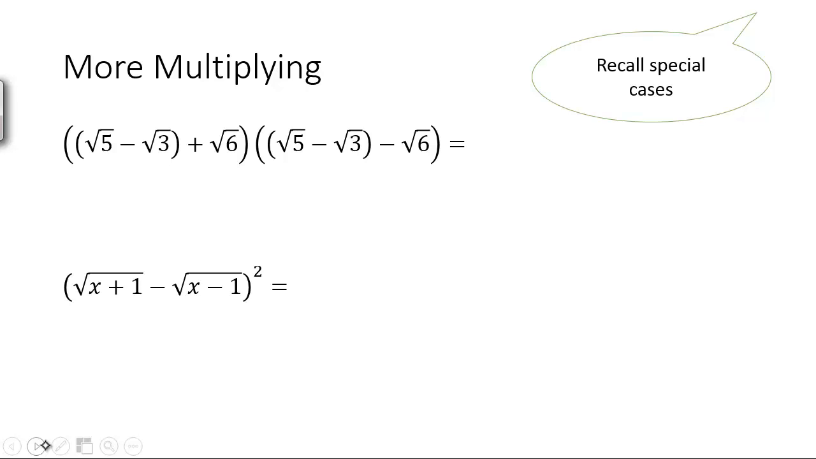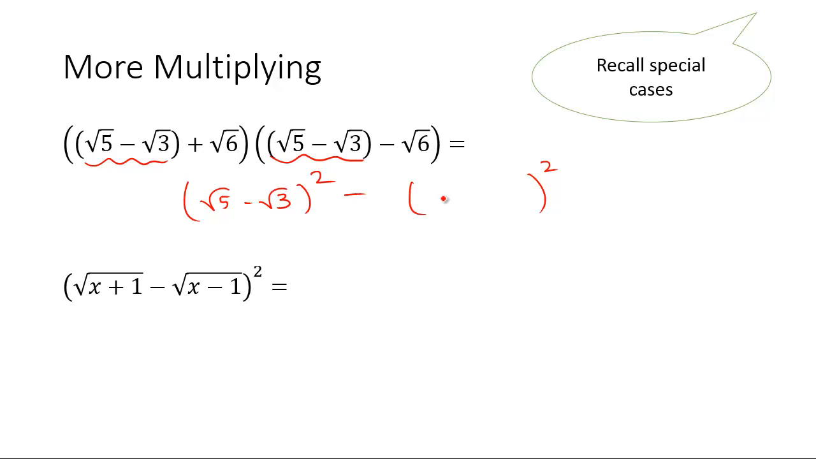And some more multiplying. Keep in mind your special cases. These are really depending on you knowing your special cases. So you can kind of see the structure here. You've got your big A plus B, A minus B. So if you can view that structure a little bit, you can see that whatever this is will be your first term squared minus your last term squared. Your first term is your root 5 minus root 3, and your last term is your root 6.